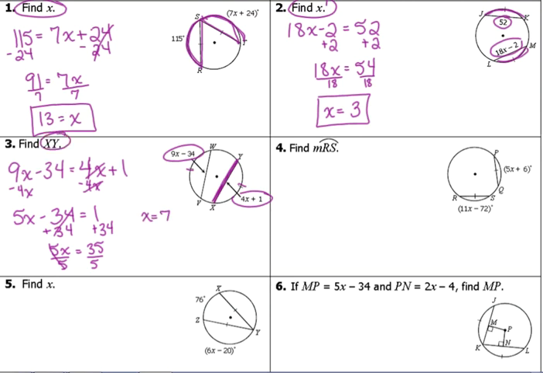We're not finished. Find xy. Xy is equal to 4 times the x, which we just found was 7, plus 1. So 28 plus 1, xy is 29. It's a chord length, so it doesn't get a degree symbol or anything like that. It's just a number.